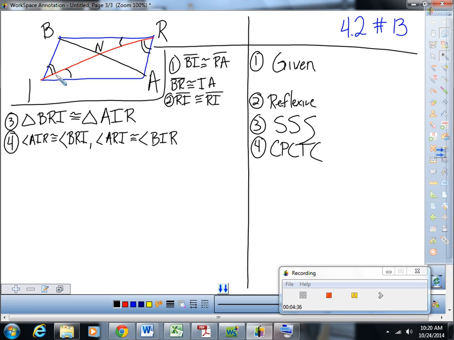Okay, so that's not enough to prove that, for instance, the triangle on the left is congruent to the triangle on the right, or that this top triangle is congruent to this bottom triangle. We don't have enough yet. So now I could say that side BA is congruent to AB by reflexive.